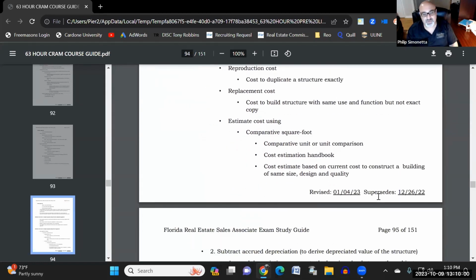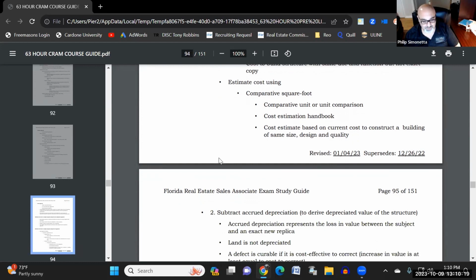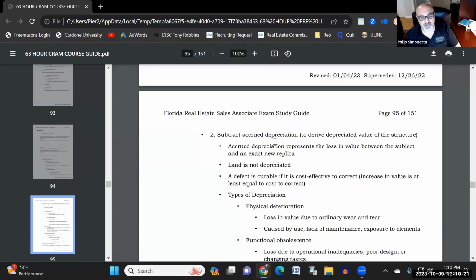And the estimate cost is made using comparative square foot, the comparative unit or unit comparison cost estimation handbook. You have the handbook that gives you the estimations per square foot for what it is, and the cost estimate based on current cost to construct the building of same size, design, and quality. Number 2, you subtract accrued depreciation to derive depreciated value of the structure.